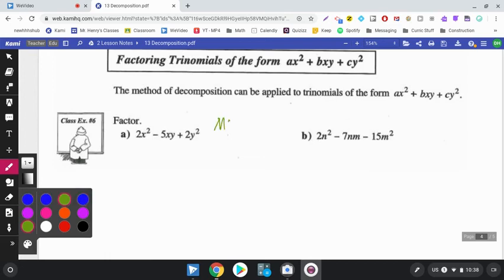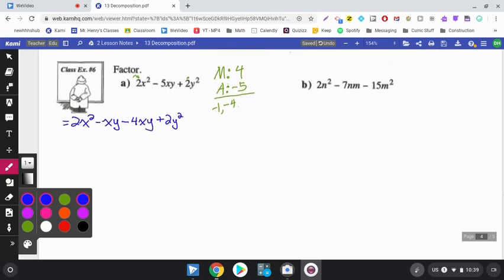So I always multiply to the product of the first and last term. So 2 times 2, multiply to 4. But I'm adding to negative 5, the middle one. Those numbers would be negative 4 and negative 1. So I decompose: 2x squared minus xy minus 4xy plus 2y squared. So I'm just taking whatever the middle term was and splitting it up. I'm just decomposing that middle term. That's nothing new. Well, now I could factor by grouping.